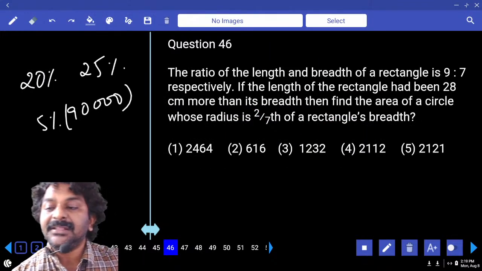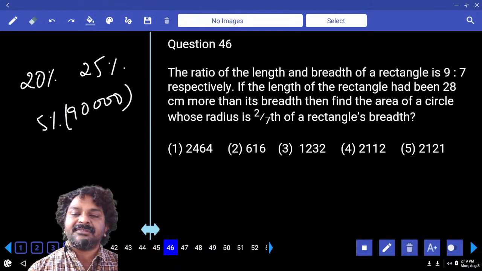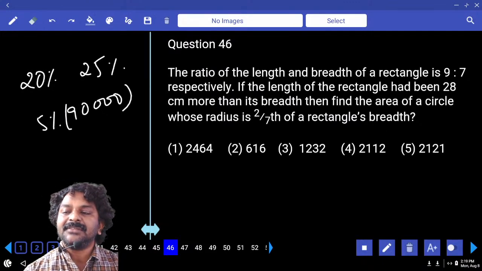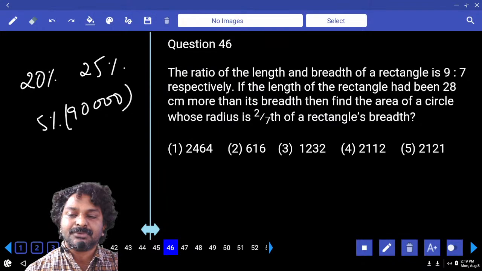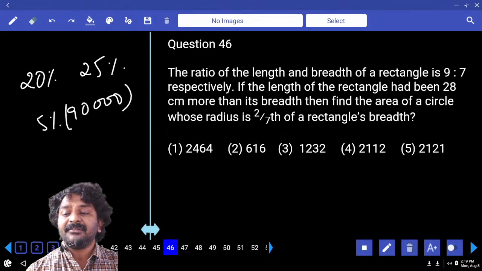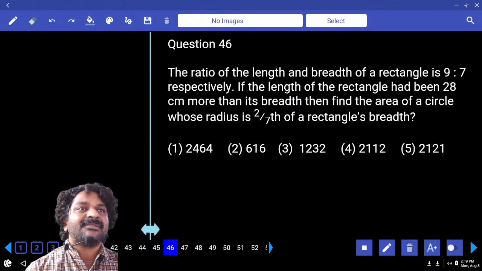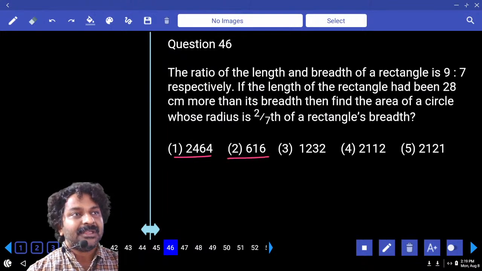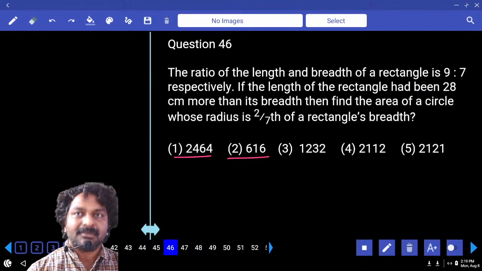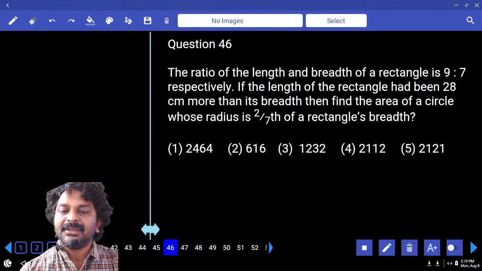The ratio of length and breadth of a rectangle is 9:7 respectively. If the length of the rectangle is 28 centimeters more than its breadth, then find the area of the circle whose radius is 2/7 of the rectangle's breadth. Area of the circle, pi r square. Pi is involved. Answer must be first option, possible. Second option, yes, possible. More than one option is possible, so we have to calculate.